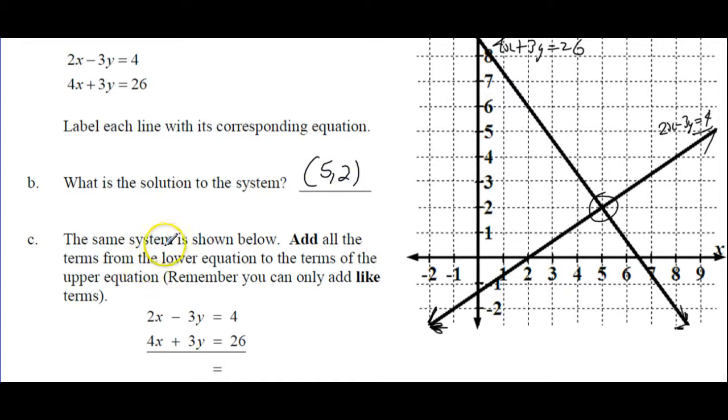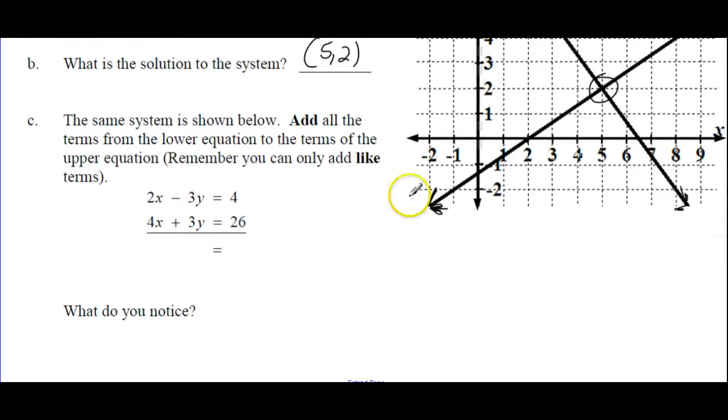Same system is shown below. Now, if you add all the terms from the lower equation to the upper, remember we can only add like terms, so we keep our x's and our y's and our numbers lined up. We get 6x and 0y and 30. Well, if 6x is 30, then x is 5, and that's the x-coordinate of the solution.